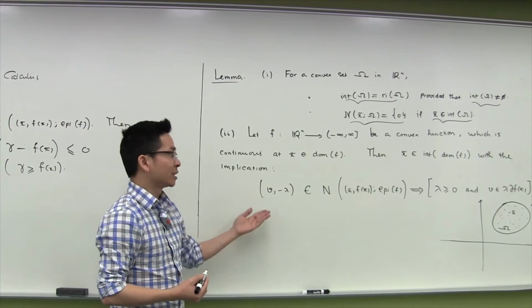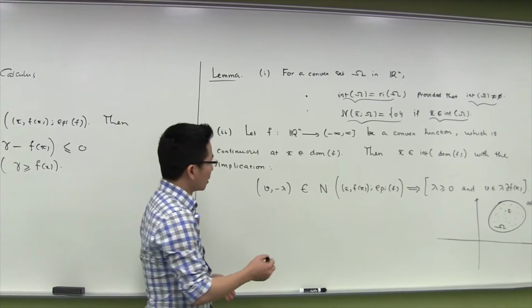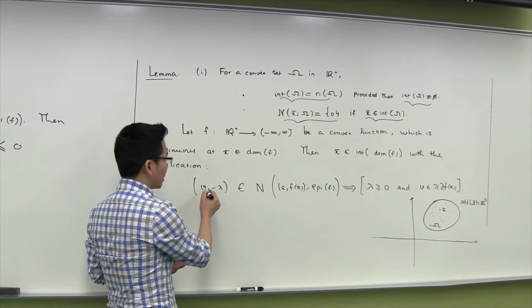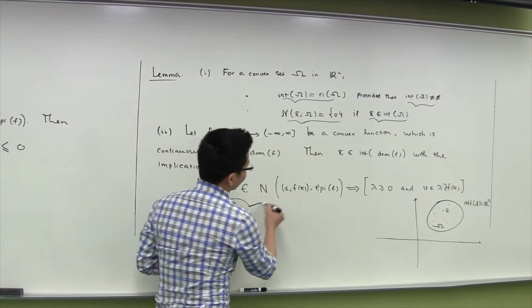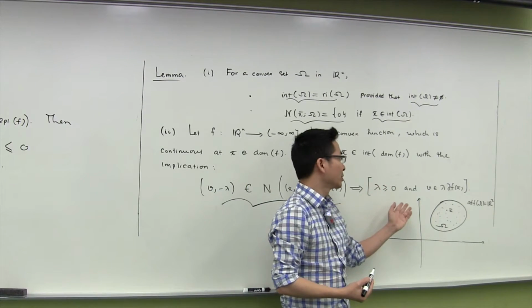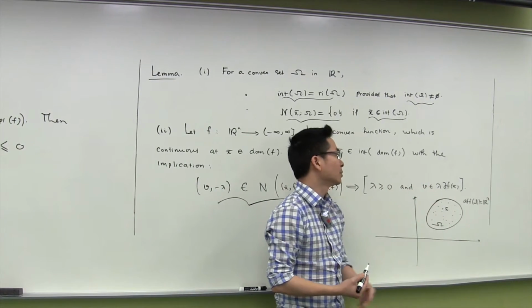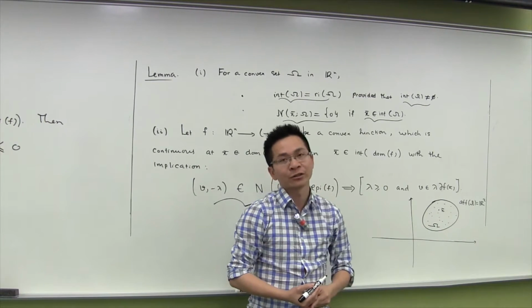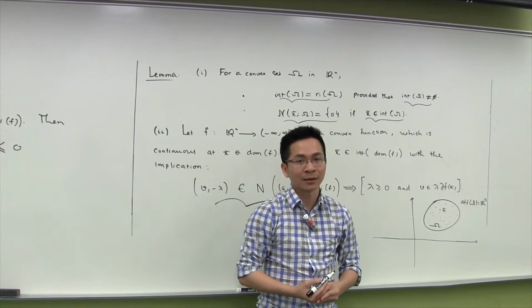Now I'm going to prove this implication. So we're going to fix any element (v, minus lambda) in this normal cone and show that lambda is greater than or equal to 0 and v belongs to lambda times the subdifferential of the function f at x bar.